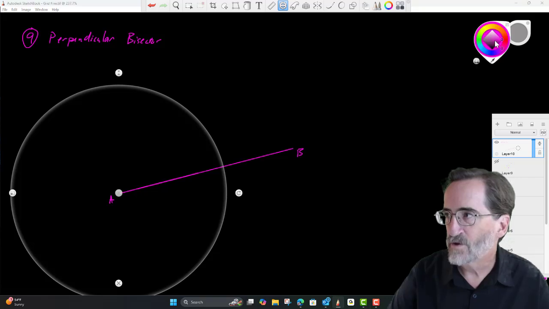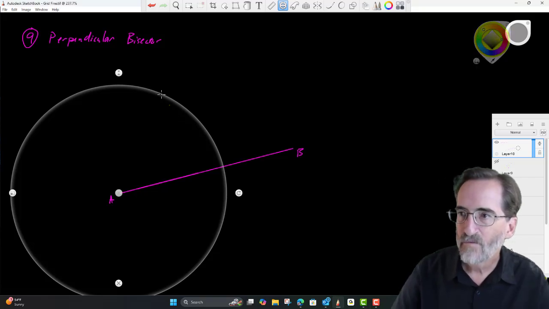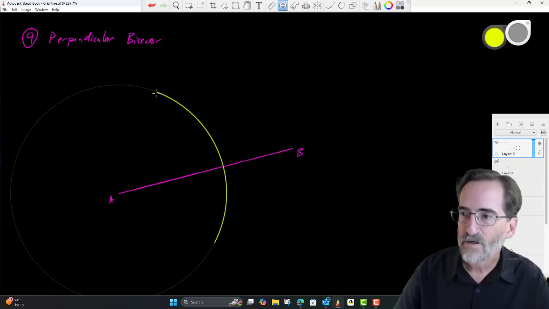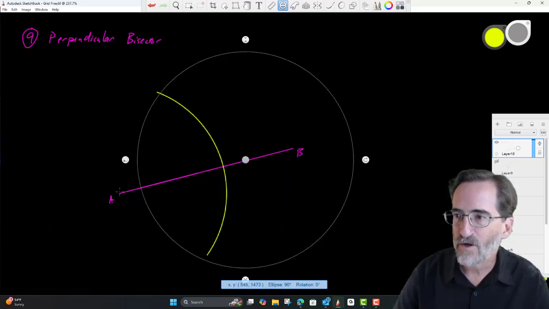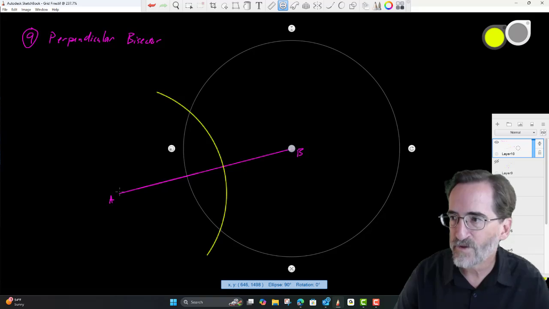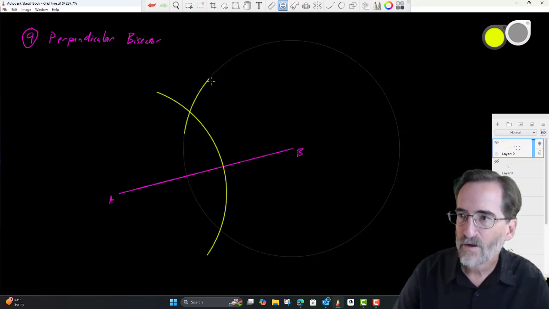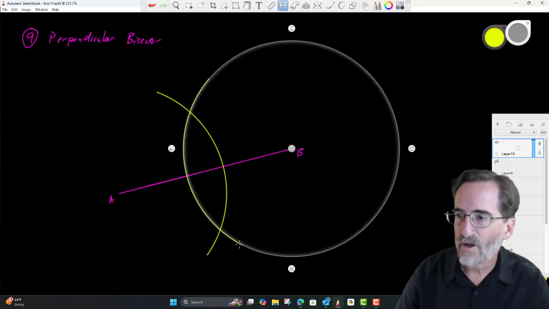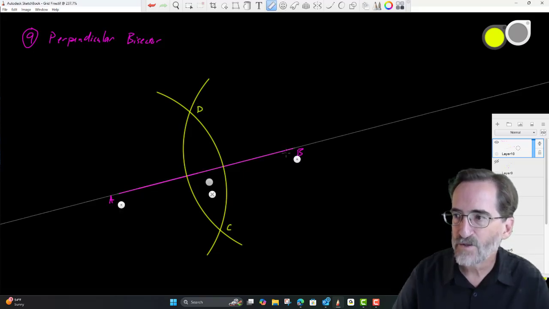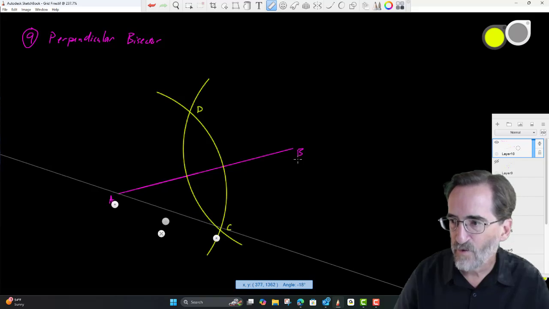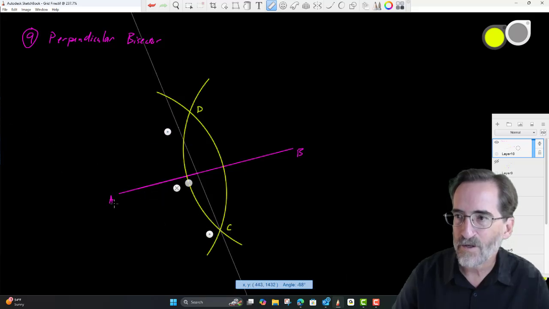Okay, draw a circular arc from A, but make sure the distance from A is greater than half the distance from A to B. And then draw the same arc, copy the same arc to B. Okay, that forms these intersections, C and D. Line up the straight edge with C and D. Through any 2 points there exists one and only one line in Euclidean geometry.